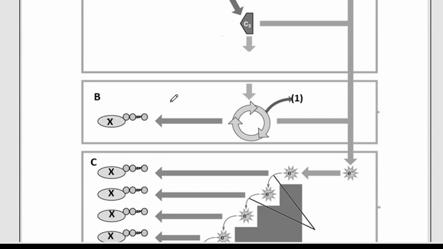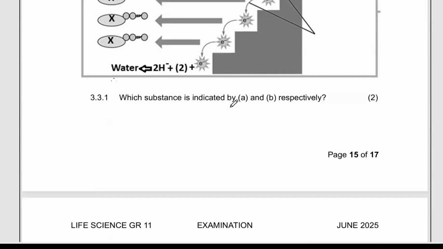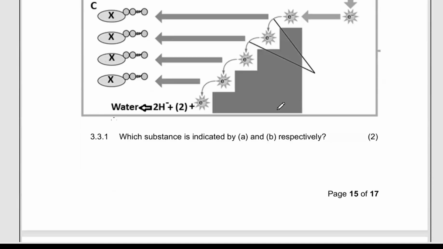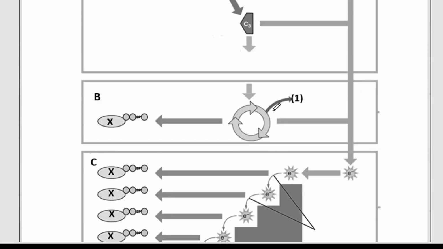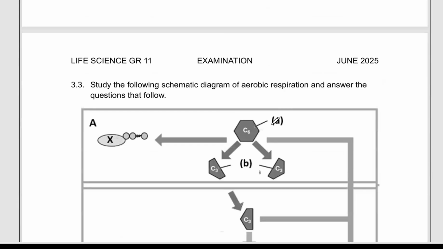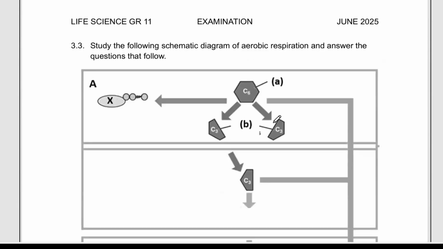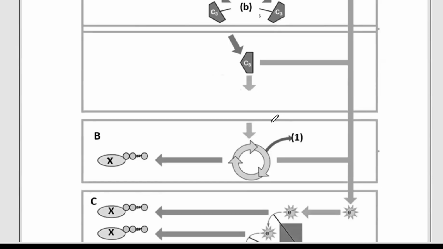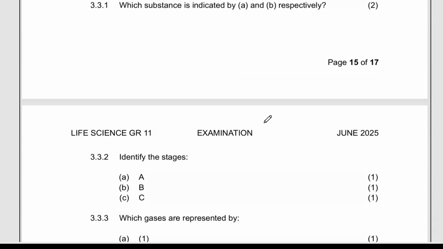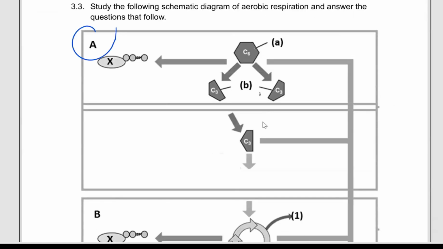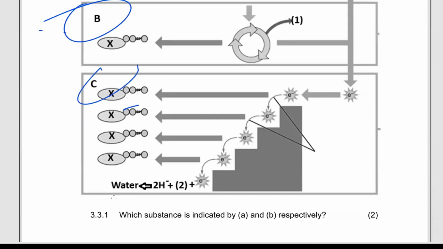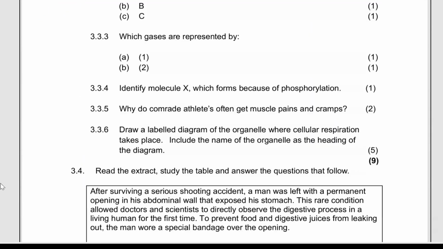Let's find out what they want. 3.3.1. They're saying which substance is indicated by A? We say that is glucose. And which substance is indicated by B? It is pyruvic acid, or what you call pyruvate. Then identify the stages A, B, C. Stage A is glycolysis, stage B is the Krebs cycle, and stage C is oxidative phosphorylation. Then they say identify molecule X.